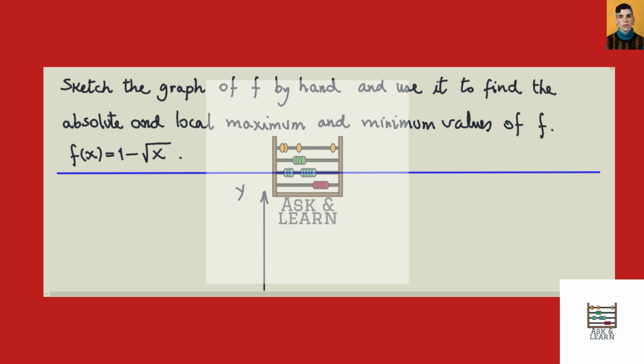We are going to sketch the graph of the function 1 minus square root of x, and we'll use that graph to find the absolute and local maximum and minimum values of the function.